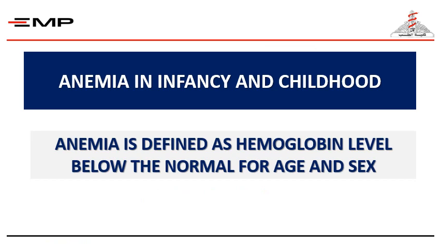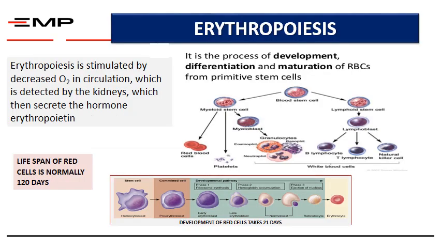What's anemia? Anemia is defined as hemoglobin level below the normal for age and sex. The hemoglobin is the molecule providing the oxygen carrying capacity of the red cells. Red cells are produced in the bone marrow by a process called erythropoiesis. This is the process of development, differentiation, and maturation of the red cells from primitive stem cells. Primitive stem cells mature into lymphoid stem cells and myeloid stem cells.